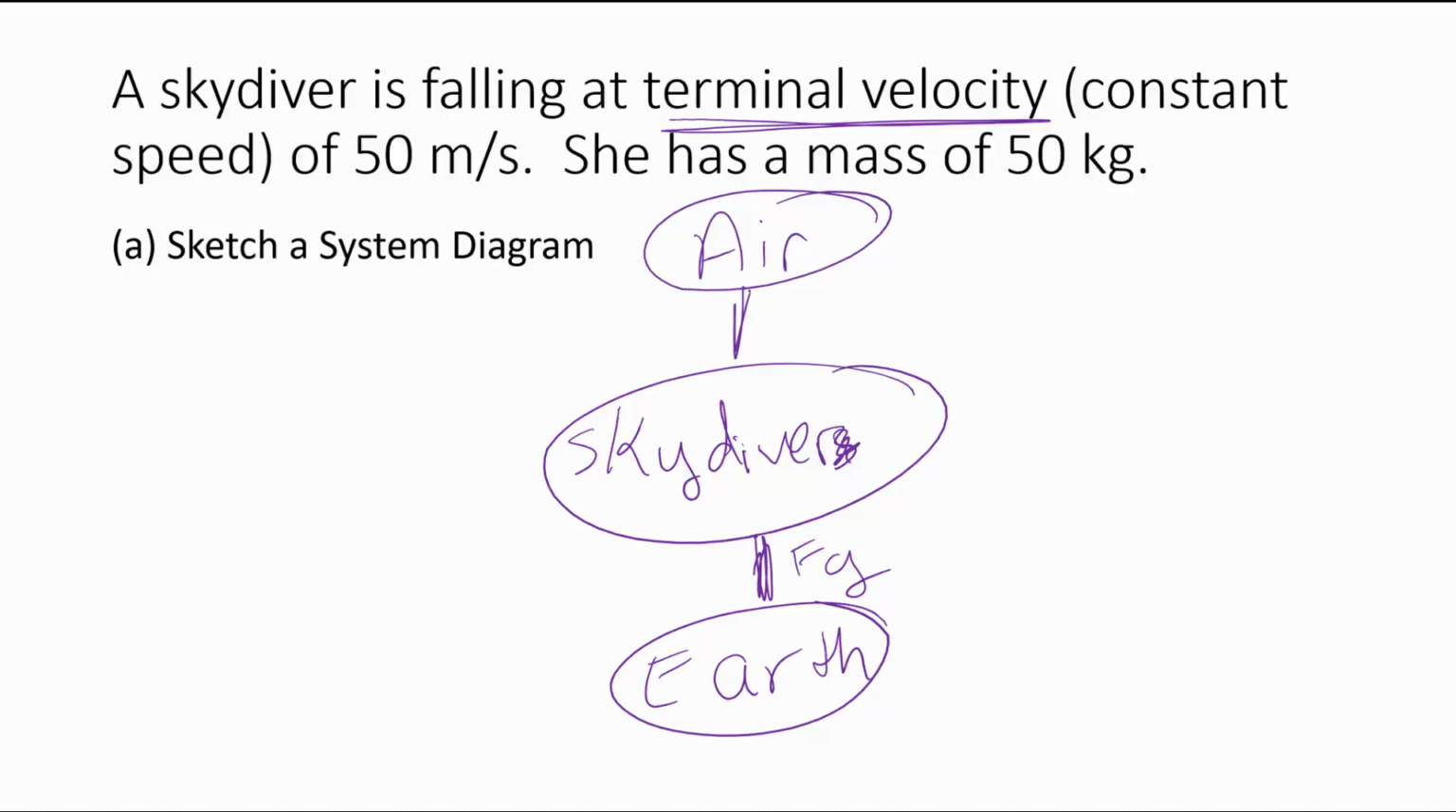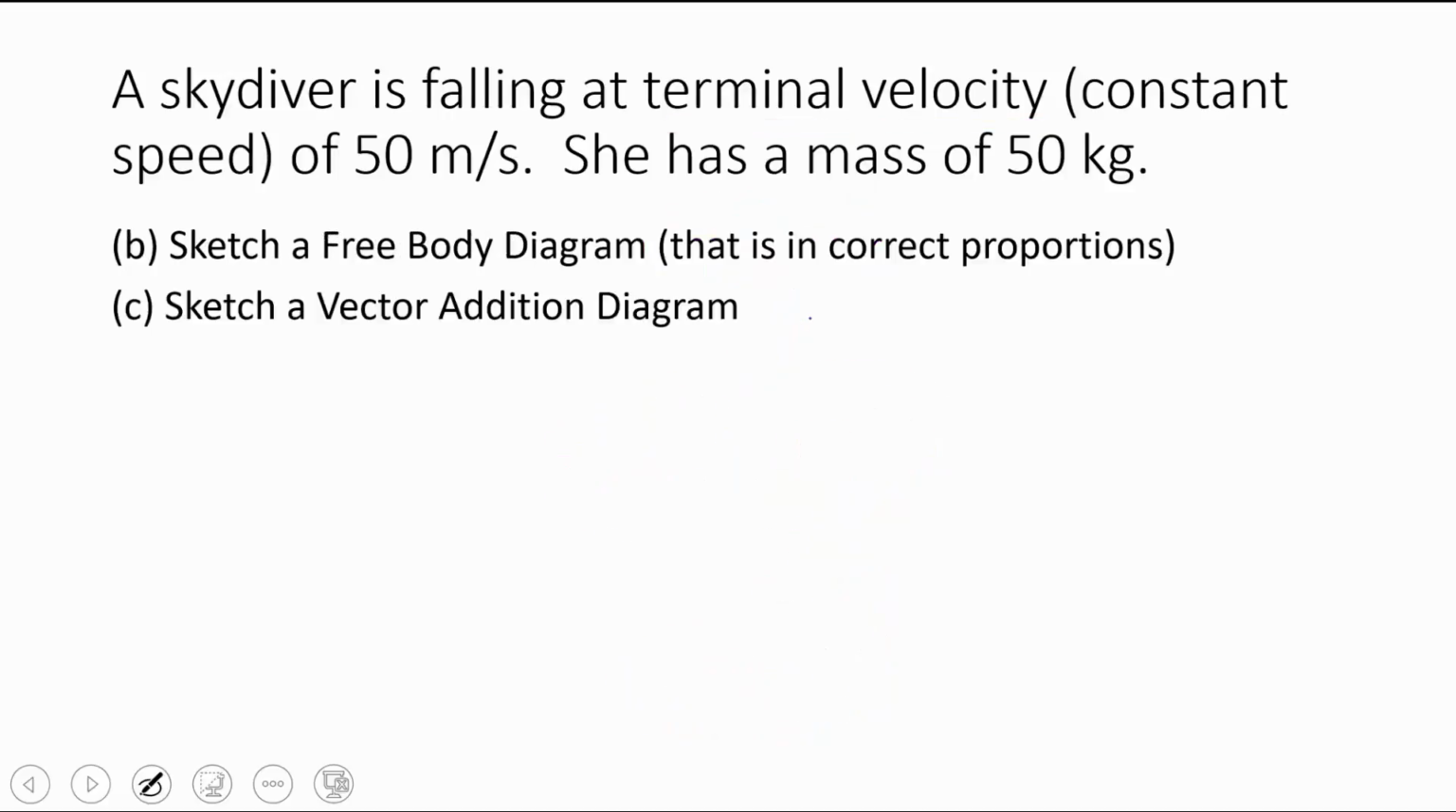So the other one, we're just going to say air, you could say wind, etc. And this can be F friction. So air friction, we could have just said F air resistance. That's fine too. So we see here we just have two forces acting on our skydiver, one from the air and one from the Earth. So now we're going to sketch a free body diagram.